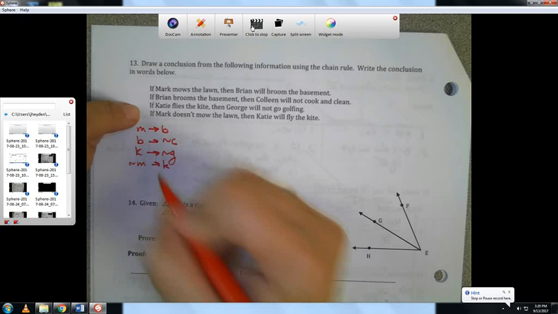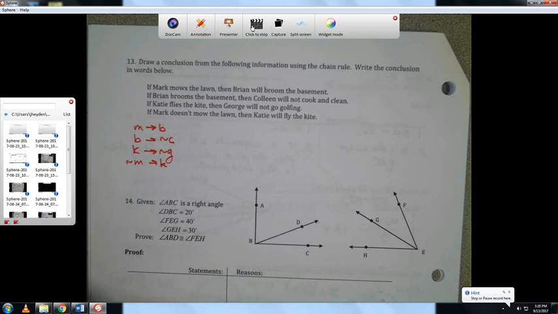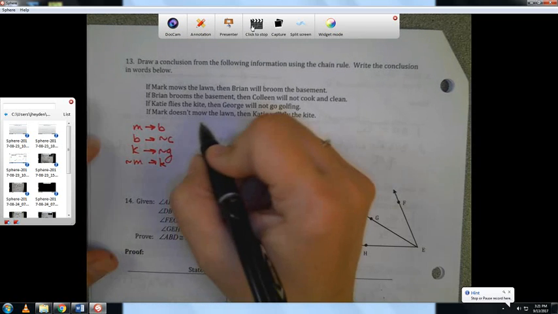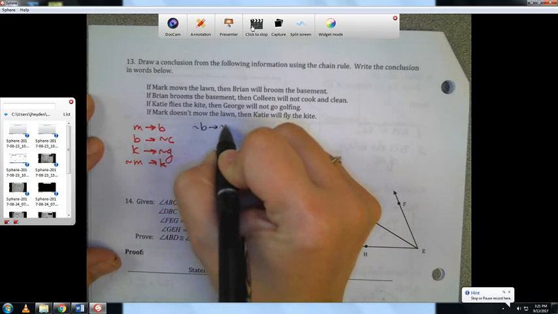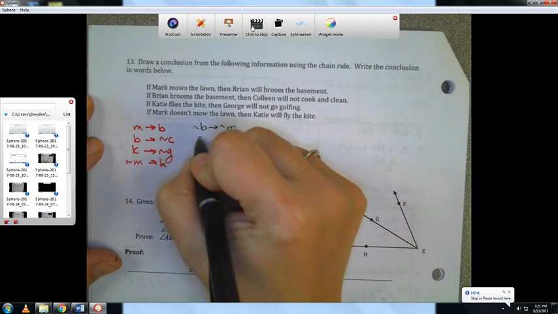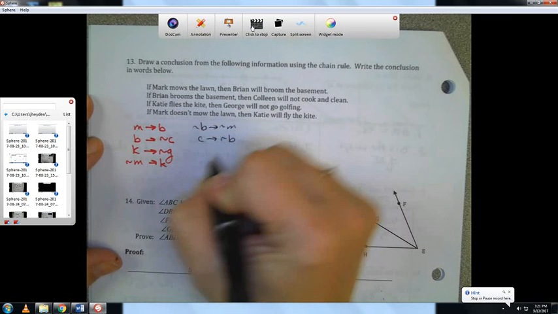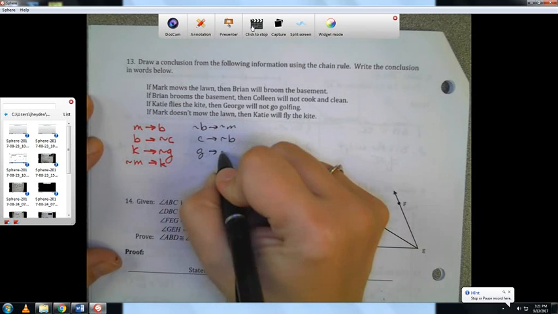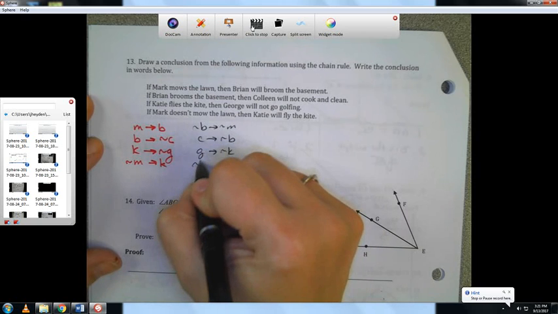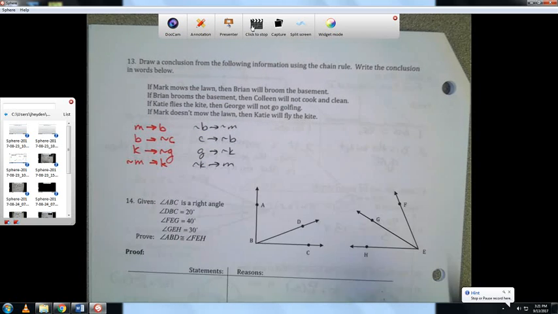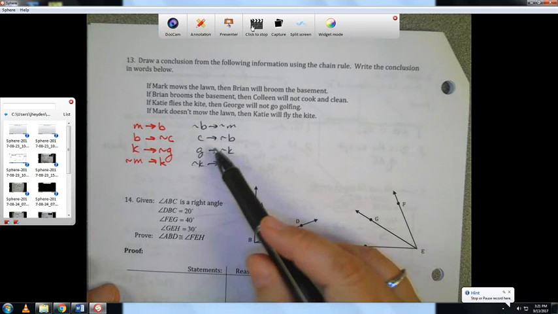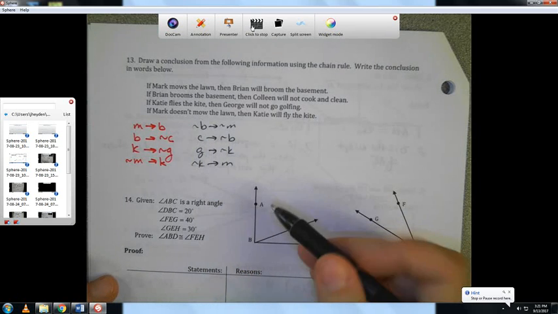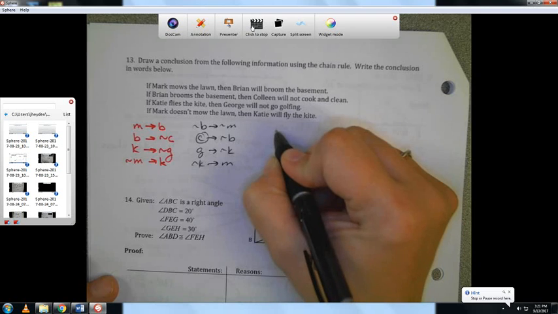Alright. So, before I even think about these, personally, I change them to the contrapositive. So that means not B goes to not M. C goes to not B. G goes to not K. And not K goes to M. Then I'm looking for a letter that doesn't really get repeated, like C. Notice how C starts something and then nothing ever comes back to it. So I'm going to start with C.